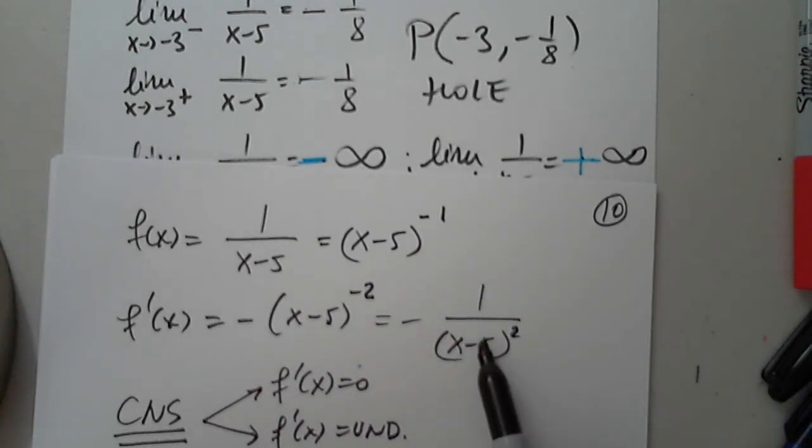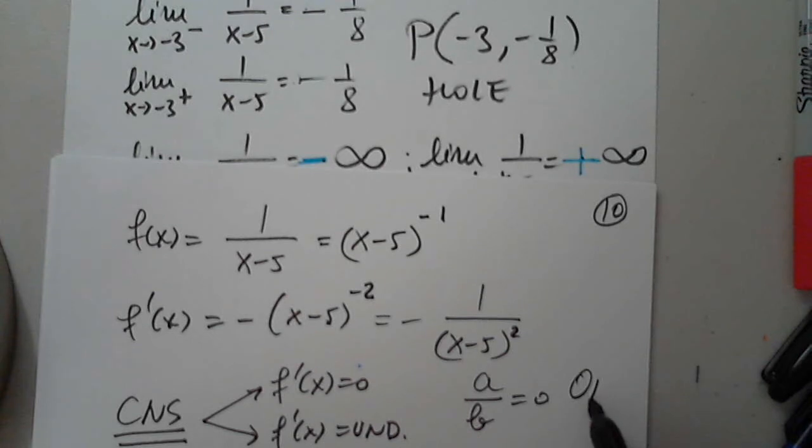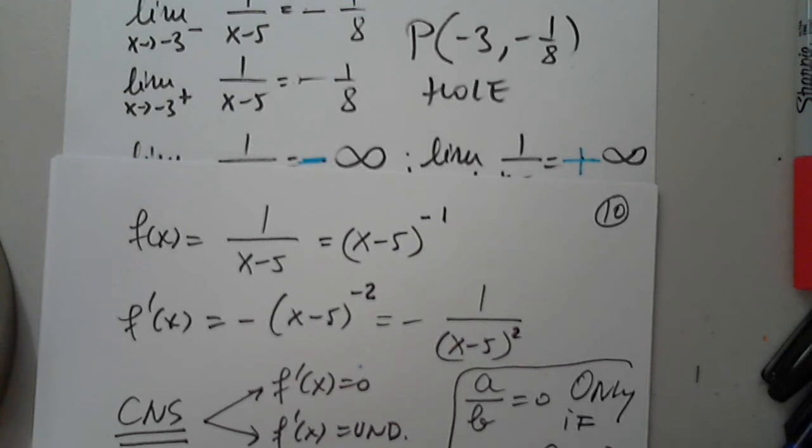Can this be 0? No. Just please remember a over b is 0 only if a is 0. But it can be undefined, right? It can be undefined. So no here, but it can be undefined where? When x equals 5. But this is no critical number. Why? Because the function is undefined at 5.